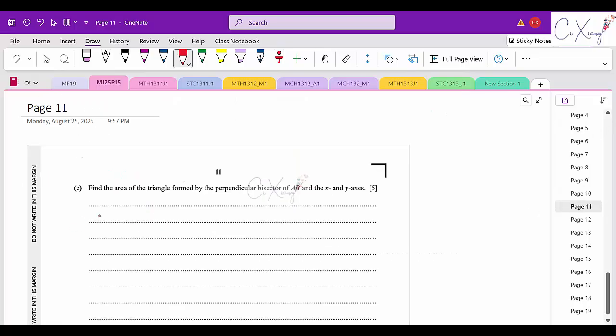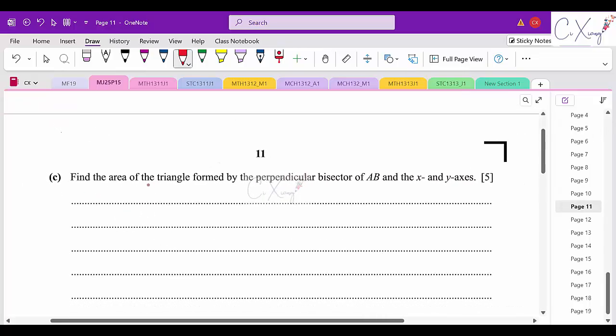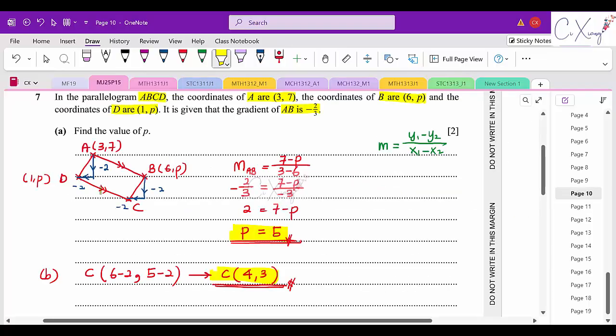Alright, then let's continue to part C. Now they said find the area of the triangle formed by the perpendicular bisector of AB and the x and y axes. The perpendicular bisector of AB is a line, and the triangle is also formed by the x and y axes. If you observe the diagram that we drew here, some students say it would be very useful if I had drawn a diagram nicely just now. Yes, it is possible, but you can also try to guess how the triangle looks.